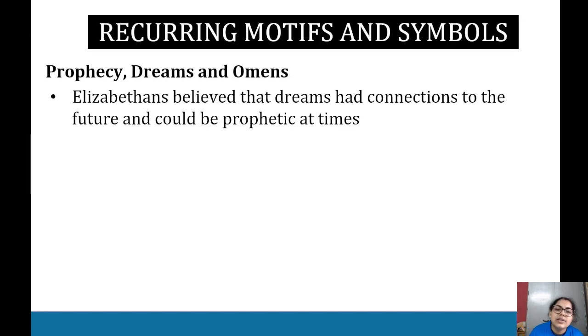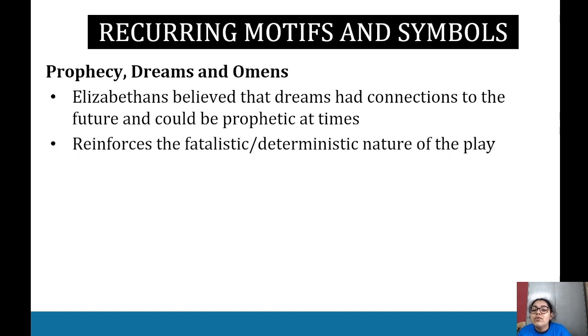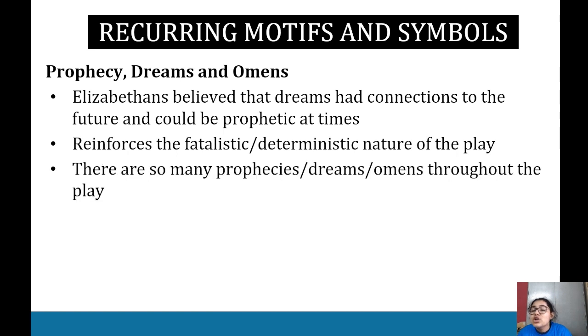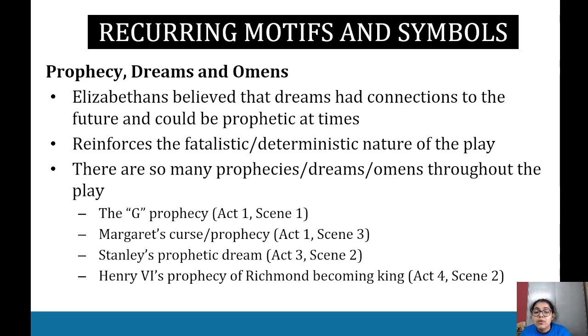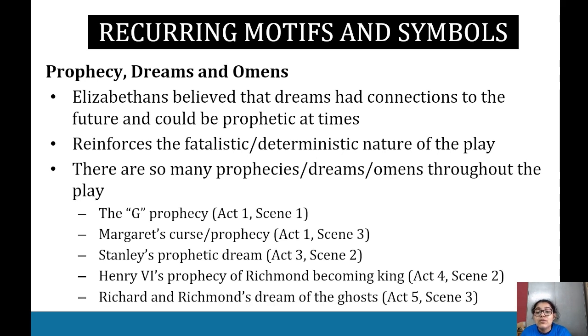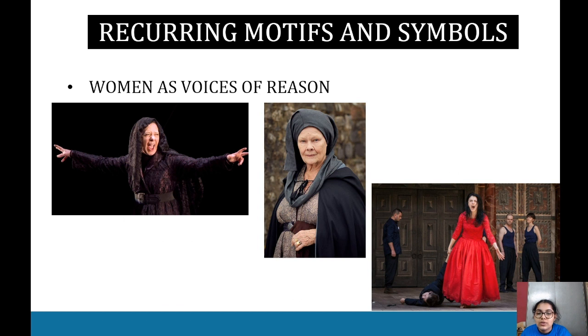Now, recurring motifs and symbols. So, prophecy, dreams, and omens. Elizabethans believed that dreams had connection to the future and they could be prophetic at times. So it reinforces the fatalistic, deterministic nature of the play. There are so many prophecies, dreams, omens throughout the play, right? There's the G prophecy, Margaret's curse, her prophecy, Stanley's prophetic dream, Henry VI's prophecy of Richmond becoming the king, and Richard and Richmond's dream of the ghosts.